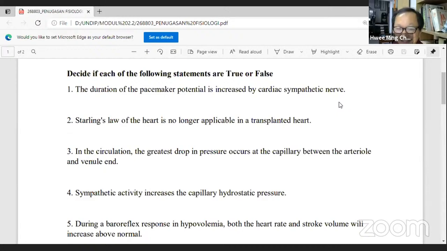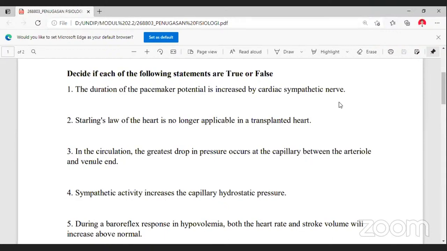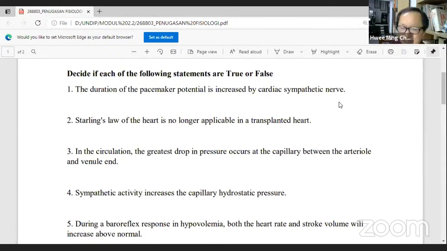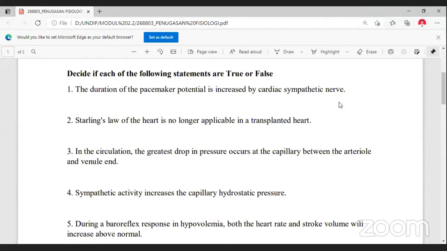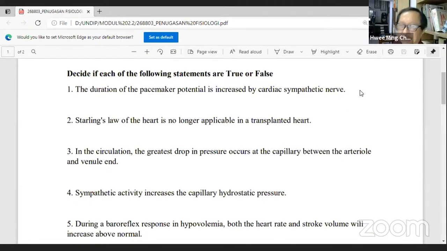Yes, Maliku. Read the sentence for us, please, so at least we hear your voice. Okay, I will read the sentence first. Starling's law of the heart is no longer applicable in a transplanted heart. Right. What do you think?